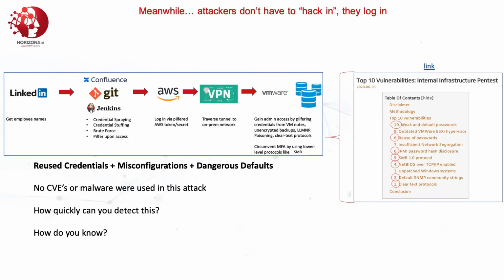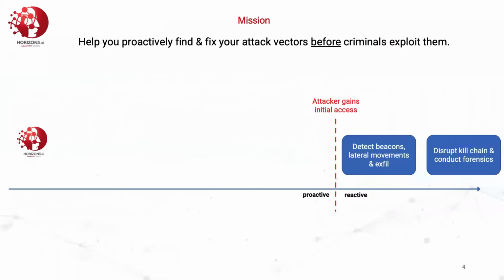Attackers just have to log in, and they're able to take advantage of chaining together credentials that they've harvested with misconfigurations in your environment, with dangerous defaults in your products. And the challenge is, how quickly can you detect this? And how do you actually know? This was the struggle. So our vision at Horizon3 is to help you proactively find and fix your attack vectors before criminals exploit them.